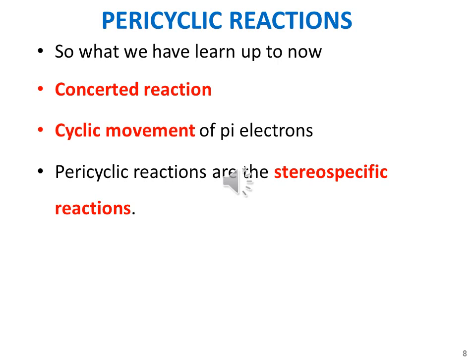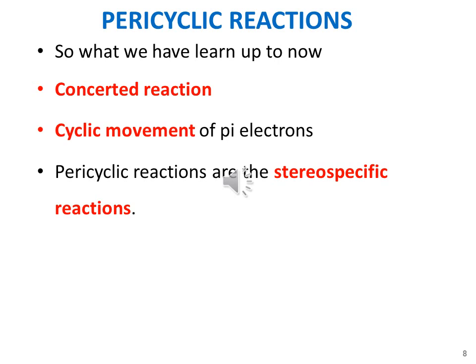Here on this slide I have shown the summary. What we have learned up to now is that the pericyclic reactions follow a concerted reaction mechanism. They show cyclic movement of pi electrons, and the pericyclic reactions are stereospecific reactions. So this is what we have learned so far. Concerted reactions are those reactions in which the bonds of the reactants and the bonds of the products are broken and formed simultaneously.